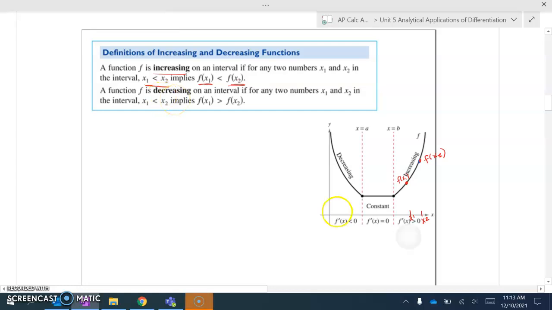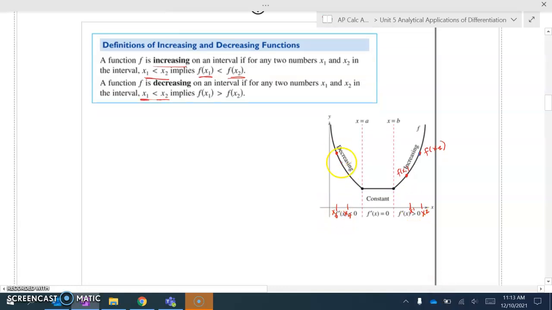If it's decreasing, instead of x1 and x2, I'm going to call this x3 and x4. Okay? I made sure that x3 is less than x4. Here, when I go to the graph, what's going to happen is the flip: f of x3 is going to be greater than f of x4 if our function is indeed decreasing.